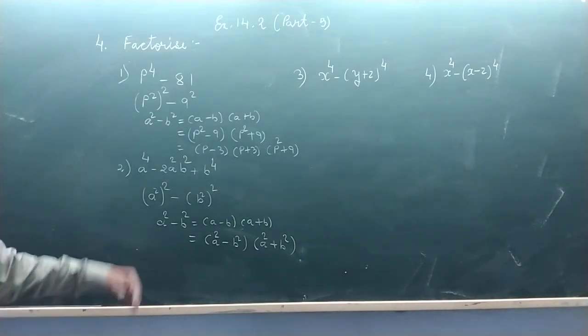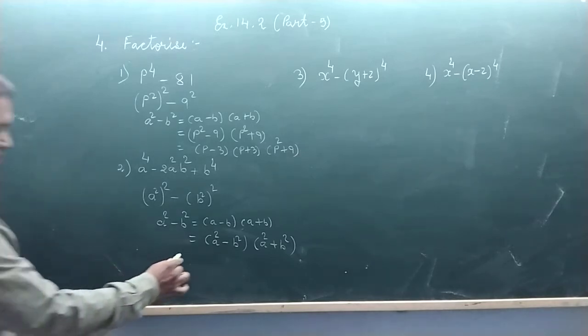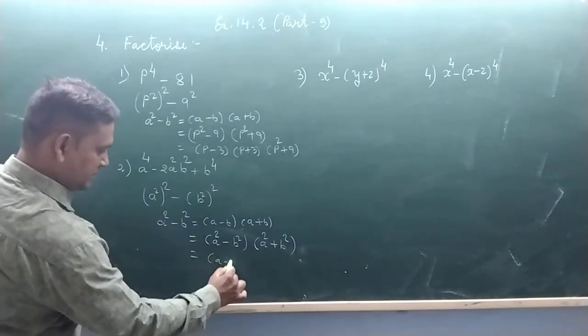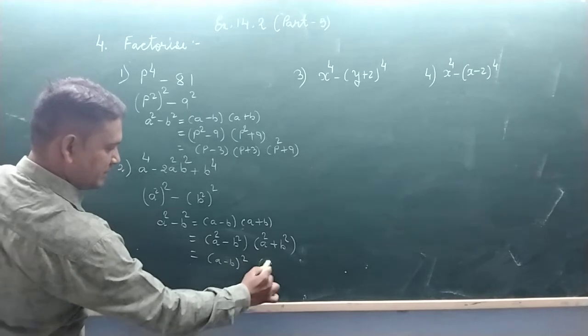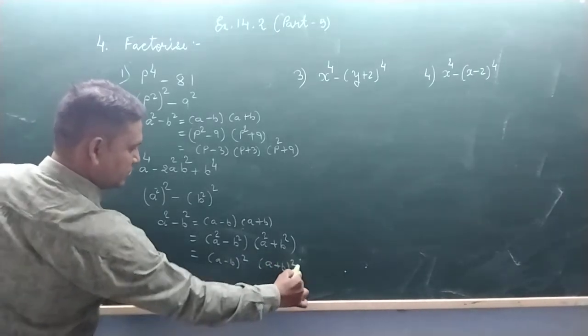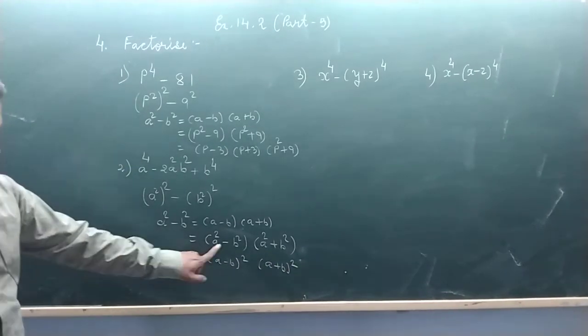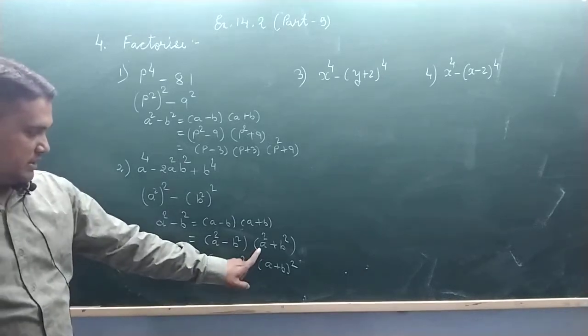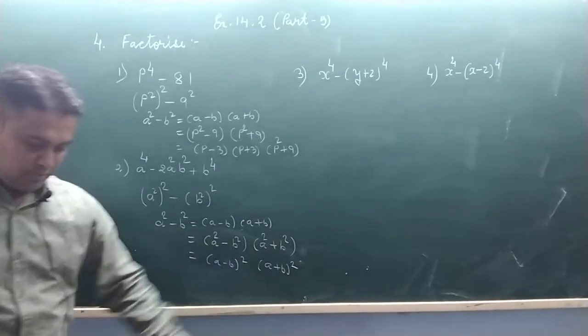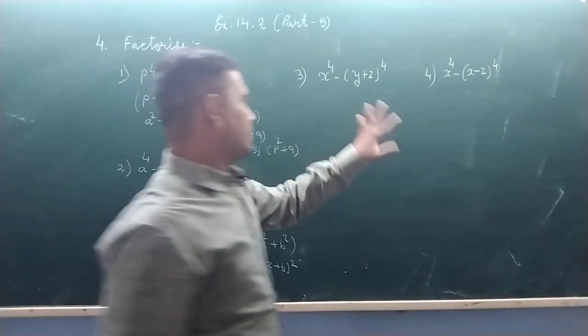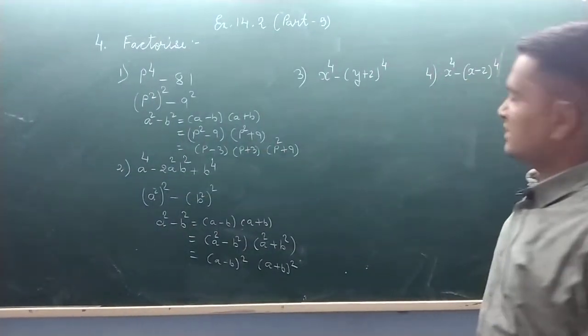Okay, next students, if you want to extend this part, you can extend this way also: a minus b whole square and a plus b whole square. Okay, because a square minus b square, so a minus b whole square, a square plus b square, so a plus b whole square. Now these two examples are very important, students.